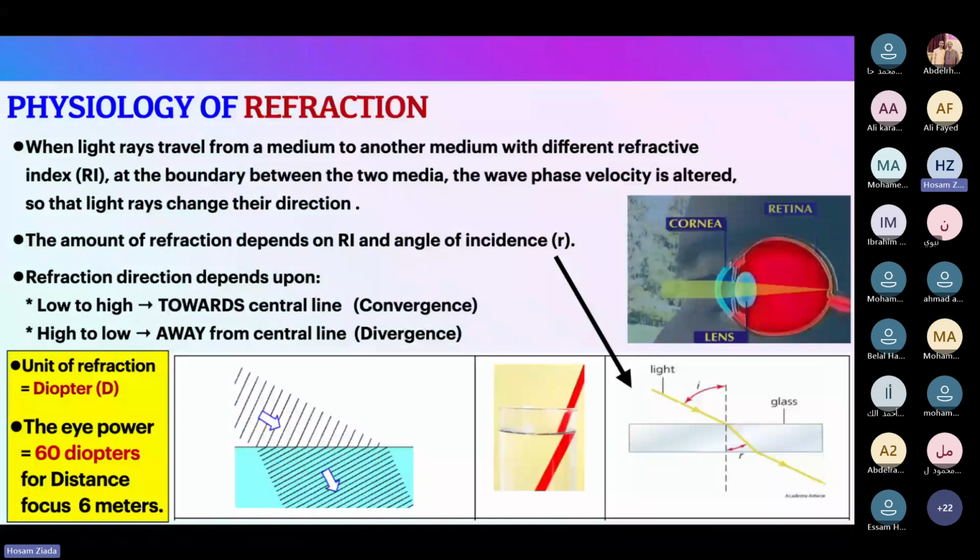As this object is coming closer to the eye, the refractive power of the eye should be increased. And this increase in the power will be performed by the lens, not the cornea. Okay? Unit of refraction is diopter.